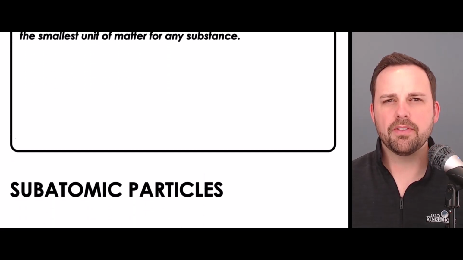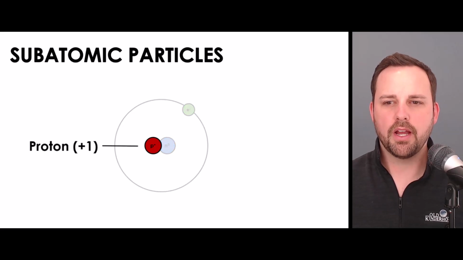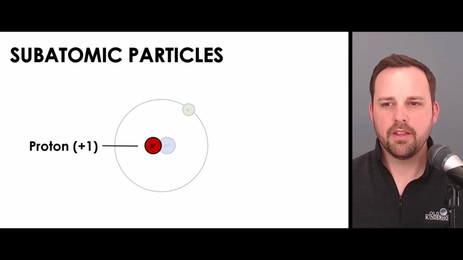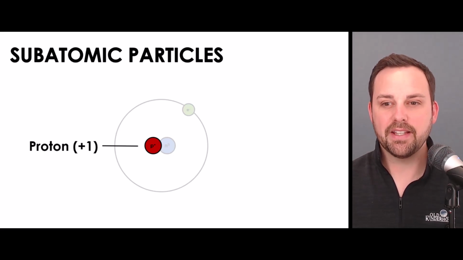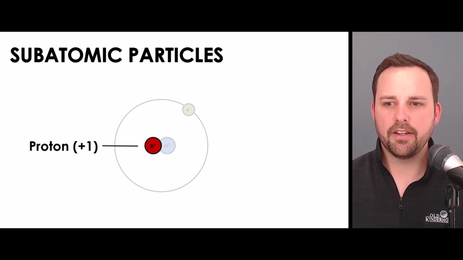Next, let's talk about the subatomic particles. That is, the smaller particles that are inside of an atom. We'll start with protons. Protons, as we've discussed already, are located in the nucleus of an atom. The number of protons in an atom is really important because it actually defines the identity of an atom. If there's different numbers of protons, then that means it's a different kind of atom.